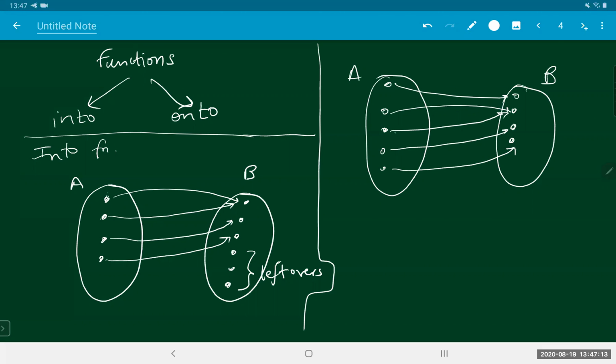Again, this is a many to one function because the second and third element of A are mapped to the same element in B. But now you will see that B has no leftovers. We are not talking about leftovers in A. If you're defining a function starting from A, then for every element in A, you have to define where it goes to in B. So A will never have any leftovers. The question is whether B has leftovers. If B has leftovers, then it's an into function. If B has no leftovers, it's called an onto function.